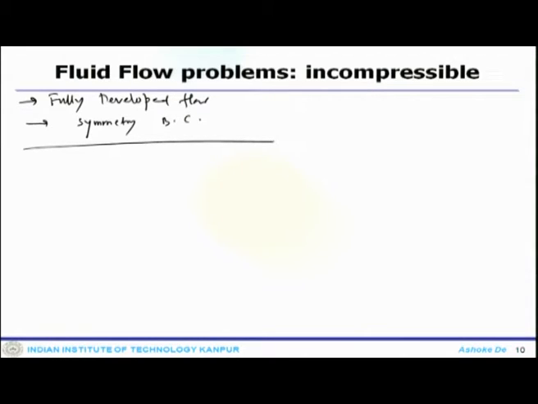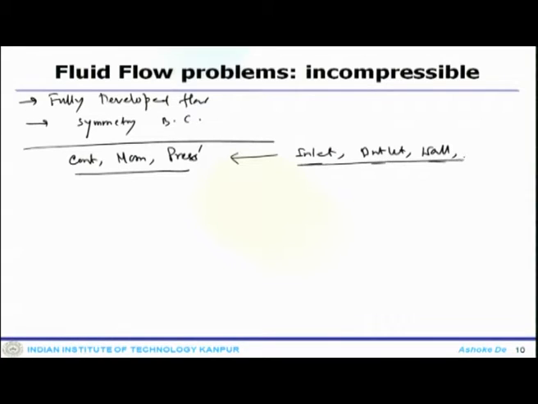Now, what we have done now, we have a simple algorithm that we have discussed, and which actually solves for continuity, momentum and pressure corrections. So, while solving that, you need boundary conditions. So, we have talked about inlet boundary conditions for all the equations, outlet boundary conditions, wall boundary conditions, and then other boundary conditions which come under inlet, outlet and wall. So, different kinds of these conditions we have talked about.